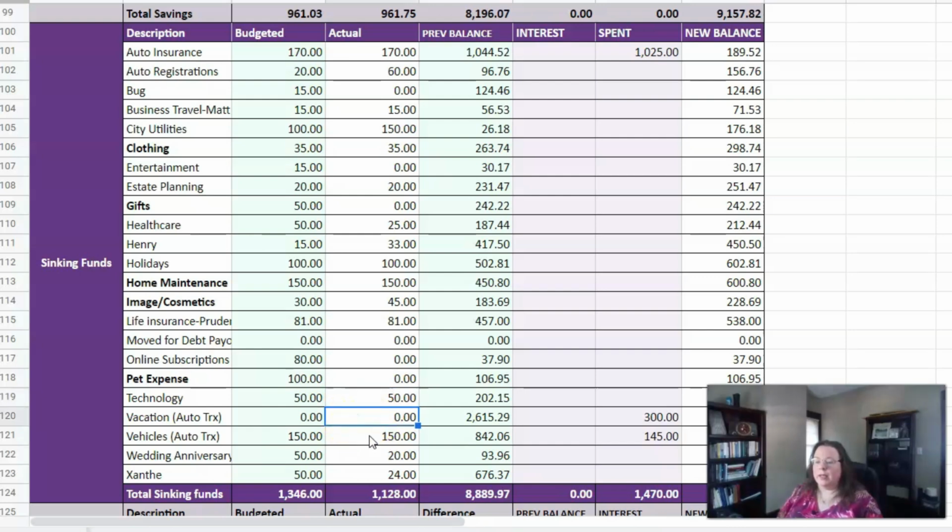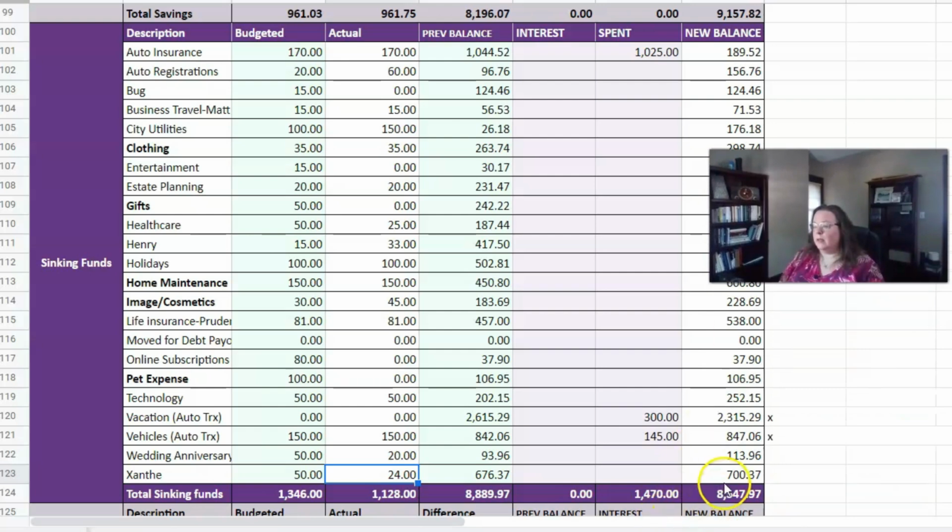Vacation, we put nothing in. Vehicles, we put in 150. Wedding anniversary, we put in 20. And Xanthi, we put in 24. And that caps her out at 700.